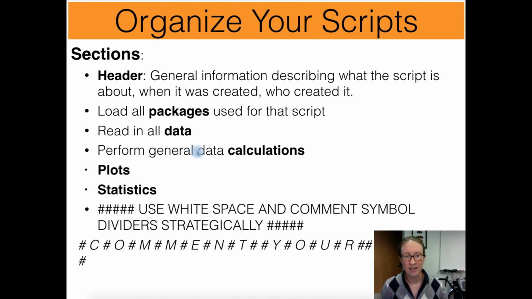Then after that, I'll generally have a section where I do any calculations that I need to do. So kind of like with the anorexia data where I wanted to calculate mass changes, that would go in the calculations section. Then after that, I'll start making my plots. And then after that, I will calculate my statistics. And as I'm noting here, use white space and the comment symbol dividers strategically. So you can divide sections with a bunch of pound symbols or other symbols. And again, comment your code.